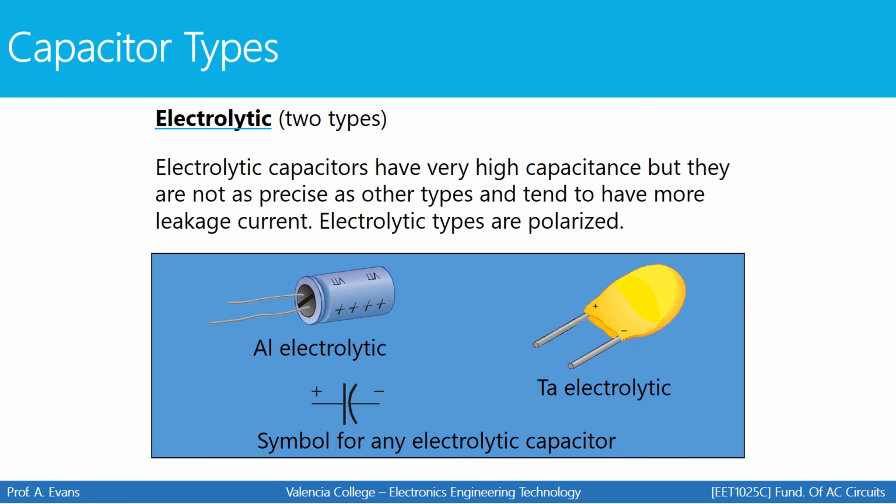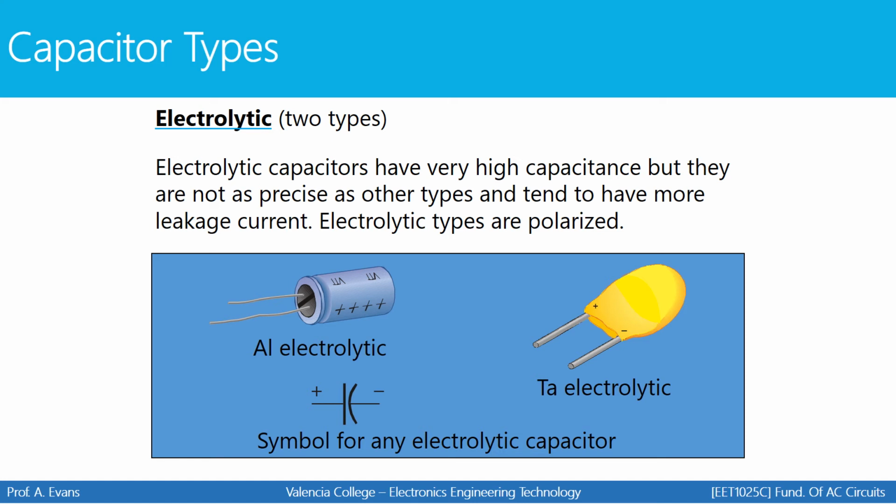And then you have electrolytic capacitors. These are ones that are polarized. If you took the Intro to Engineering Technology course at Valencia College and you did the soldering project, you should have soldered onto your board a few electrolytic capacitors, and one lead is longer than the other. So you have to pay attention to that.